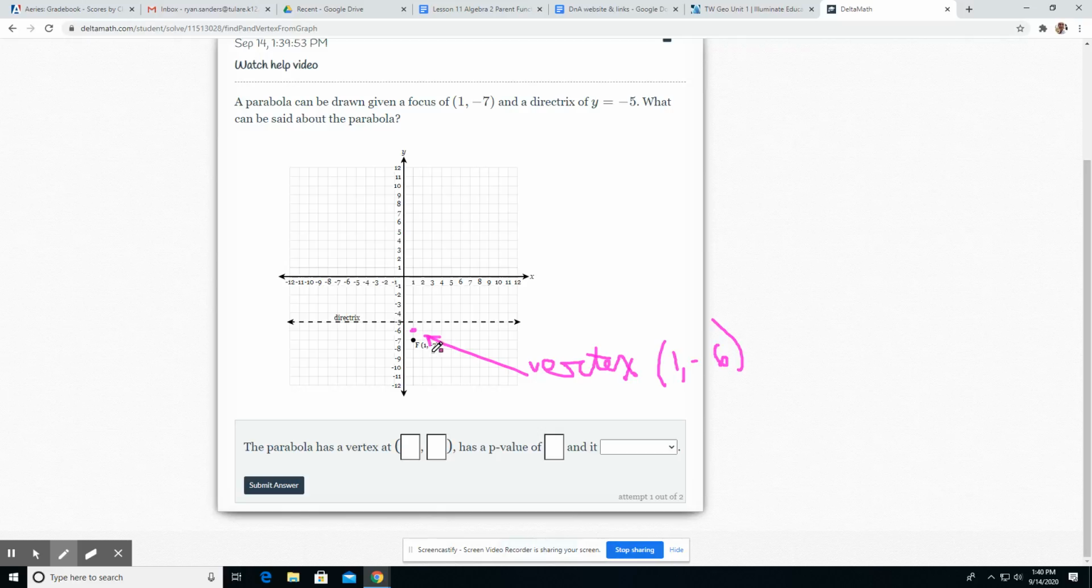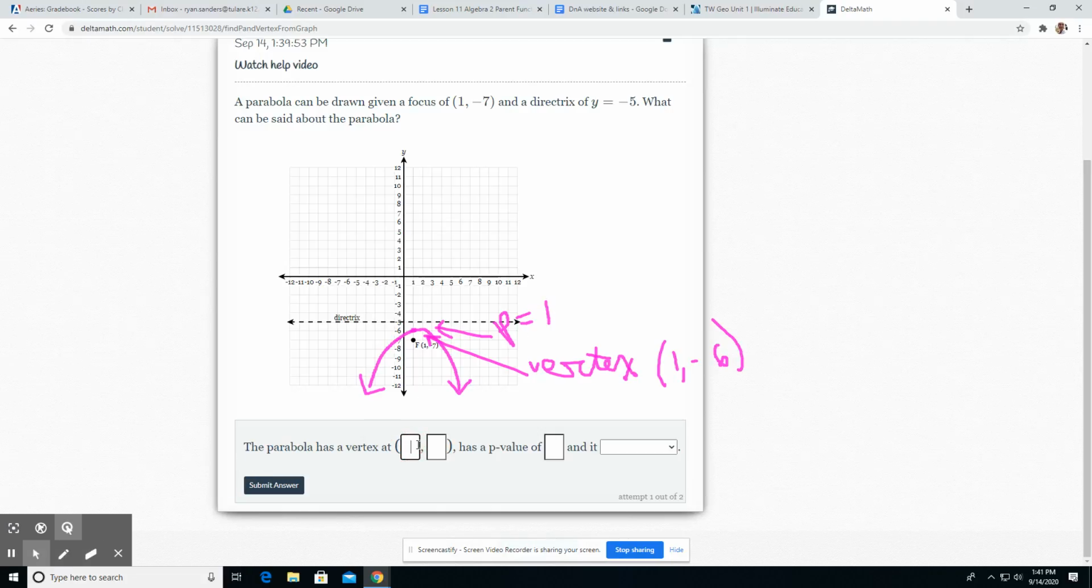Okay, and then the parabola always faces away from the directrix, so it can never touch the directrix. So it would be something like that, and the focus is kind of in that cradle aspect of it. Okay, the p-value is half that distance from the focus to the directrix, or I like to think about it from the vertex to the focus, or from the vertex to the directrix. So that's just 1 unit right there.